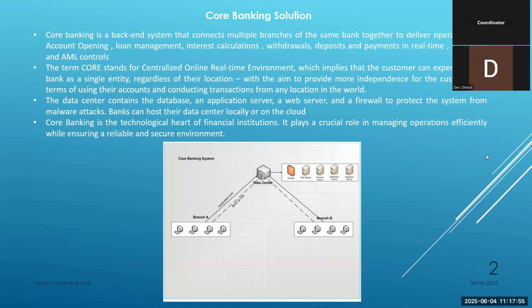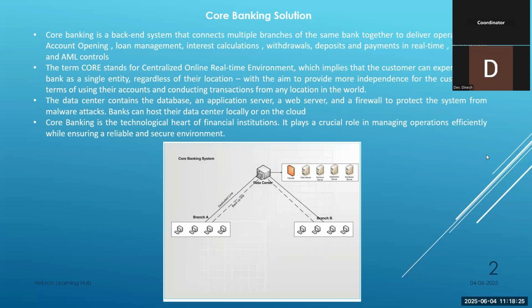Similarly, your account is also mapped to the central server, right? So whenever a transaction happens in your account, say you go and deposit 10,000 rupees, the moment the teller makes an entry of credit of 10,000 rupees into that account, the branch server gets updated as well as the central server gets updated. So in real time, immediately it will get updated.